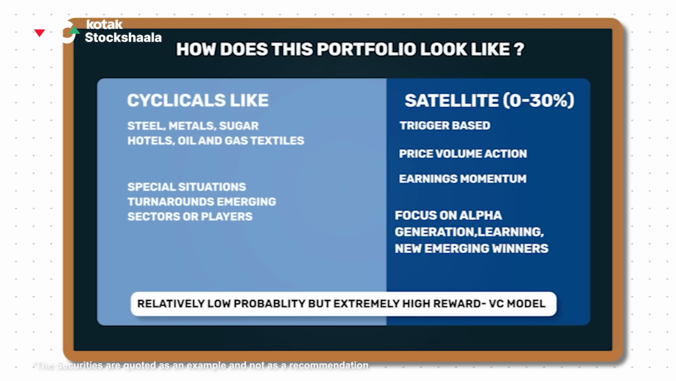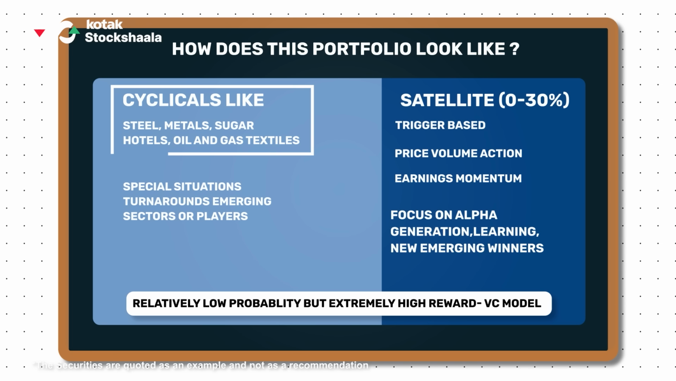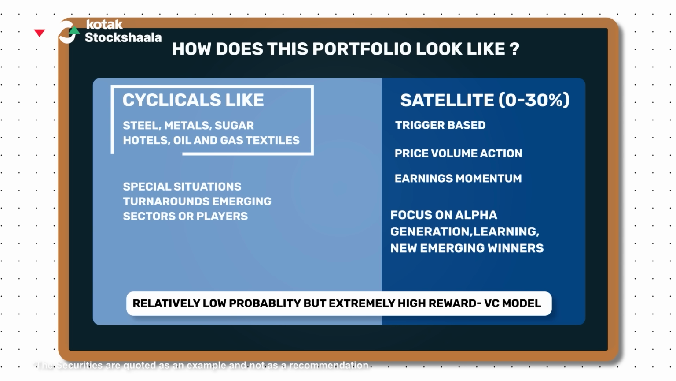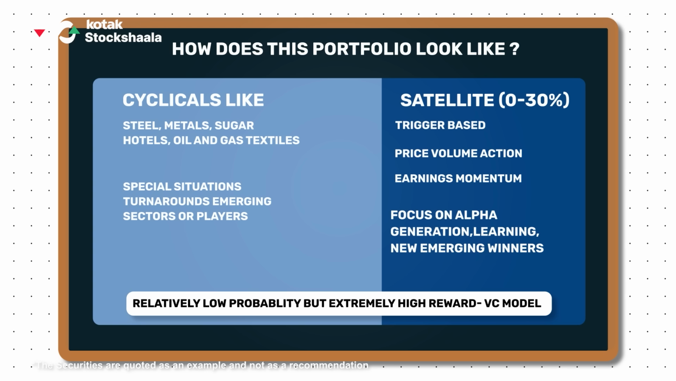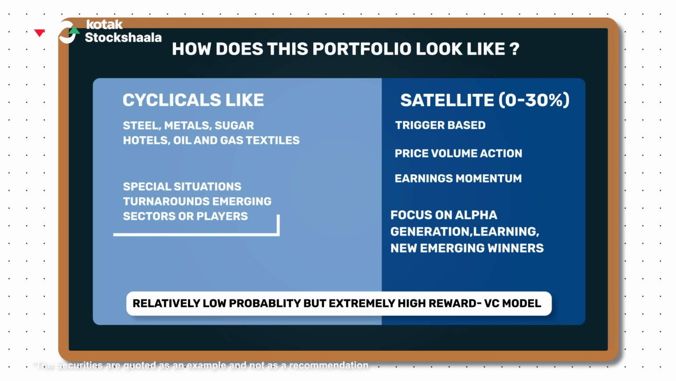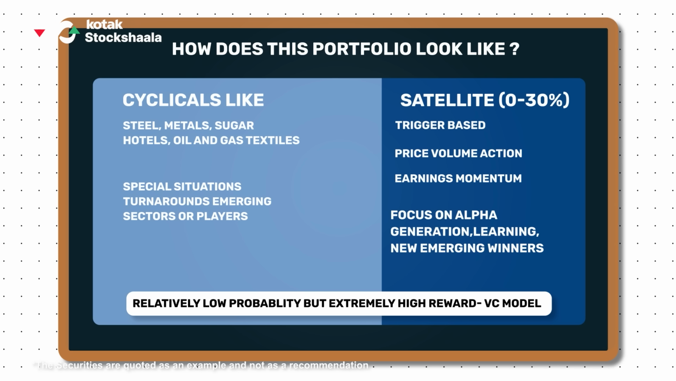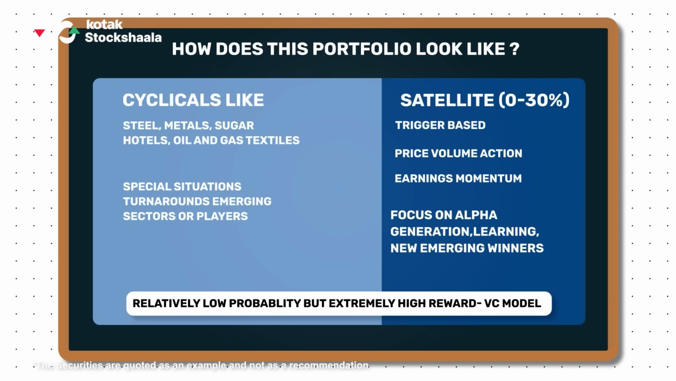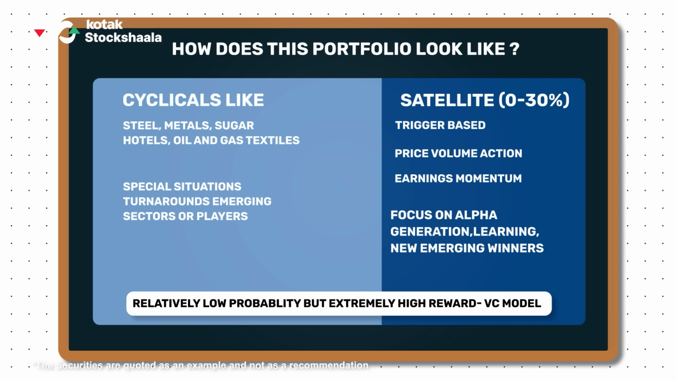And the idea of this satellite portfolio is to find new emerging sectors, generate alpha, and find emerging winners rather than the past winners. So this is pretty much what we do in the satellite portfolio, and you can play all kinds of cyclical stocks in this. Whether it is the steel sector, metal, sugar, hotel, oil and gas, textile, any kind of special situation or turnaround, all these things you can consider riding or screening through this particular way of screening.